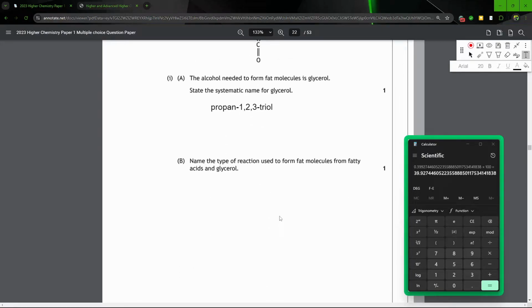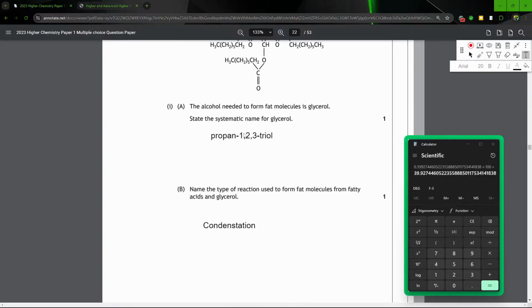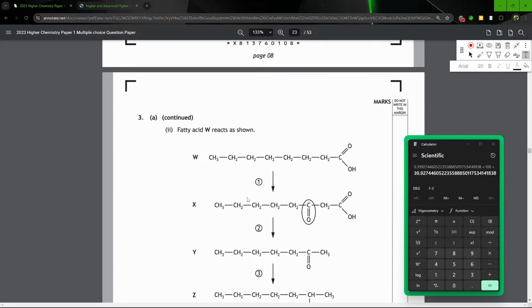Name the type of reactions used to form fat molecules from fatty acids and glycerol. And that would be another thing you're just going to remember: condensation, because fatty acids are basically carboxylic acids, and glycerol is basically a fatty alcohol. So when you make fat molecules, you're making an ester when you combine a carboxylic acid and an alcohol in a condensation reaction. And you can also say esterification if you want to be cool, I guess, but come on, condensation is the way to go.